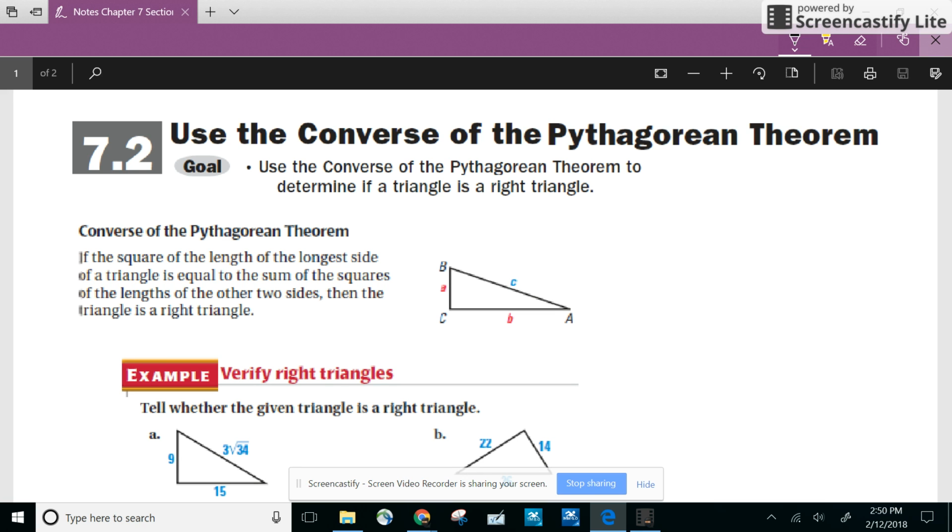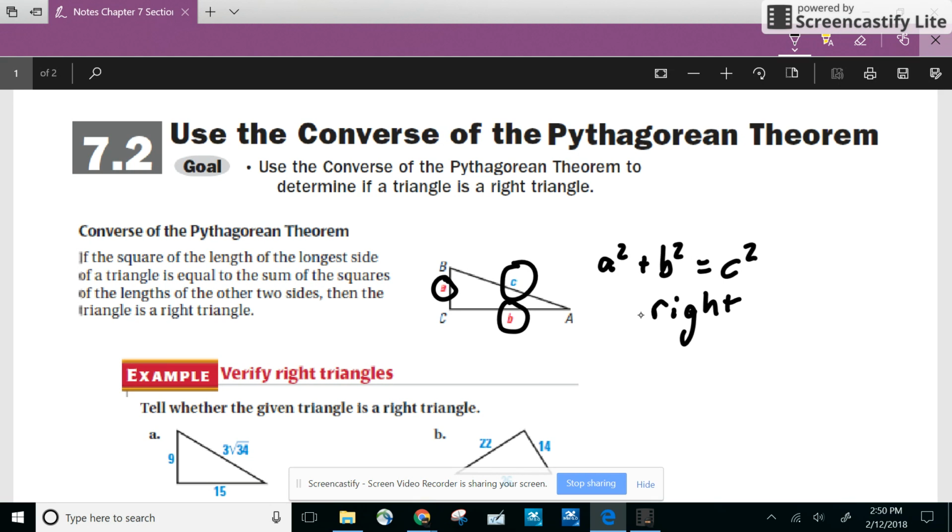Okay, so in 7.2, we're going to use the converse of the Pythagorean theorem. What that tells us is if we have a triangle with three sides, A, B, and C being the longest one, and they happen to be in the relationship that if you square A, square B, and add them together it equals C squared, then we know that it was in fact a right triangle.